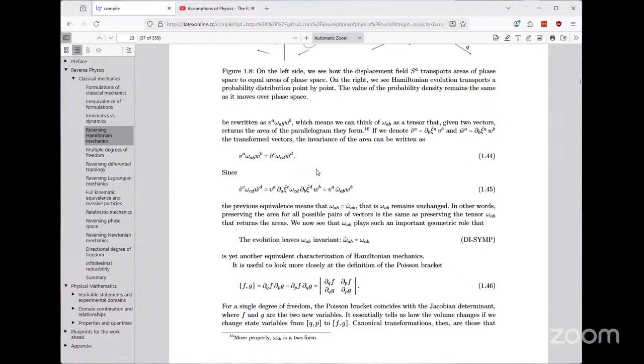The previous equivalence means that omega AB is equal to omega hat AB. That is, omega AB remains unchanged through this transformation. In other words, preserving the area for all possible pairs of vectors is the same as preserving the tensor omega AB that returns the areas. We now see that omega AB plays such an important geometric role that the evolution leaves omega AB invariant, and this is yet another equivalent characterization of Hamiltonian mechanics.